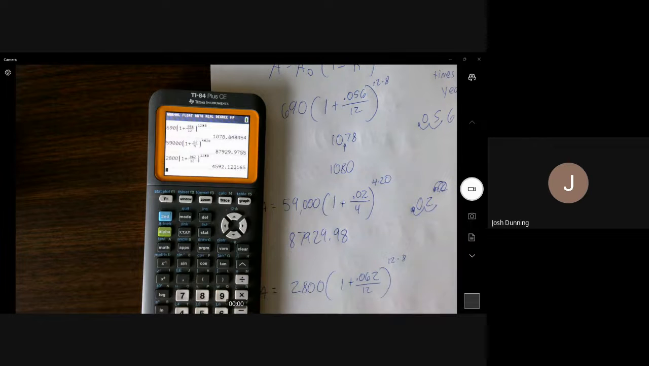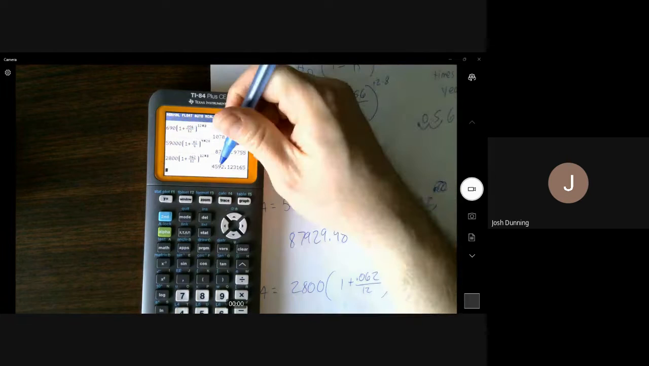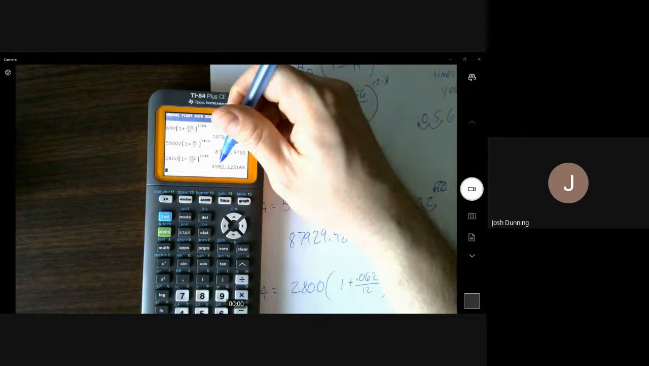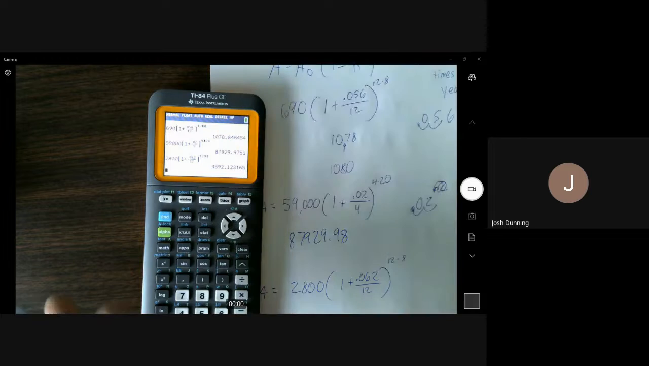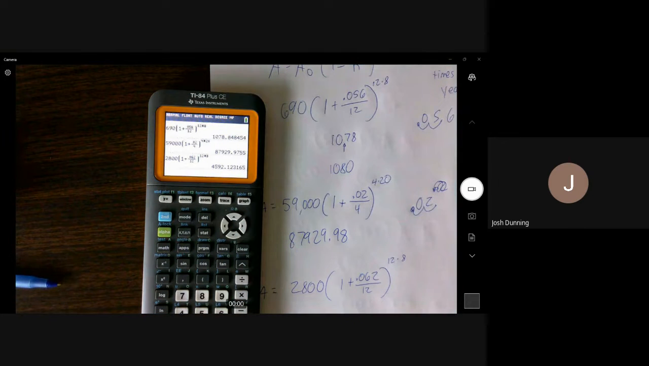Okay, 45.92, but rounding to the tens, not the tenths. The tens place is right there, the 9. We look at the 2. 2 is not 5 or above, so I do not give 9 a shove. 45.90.